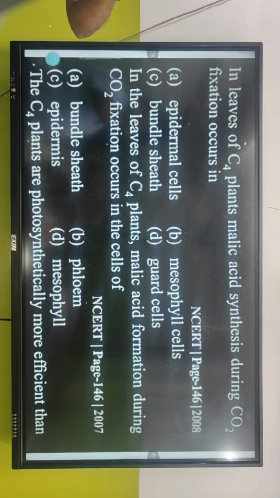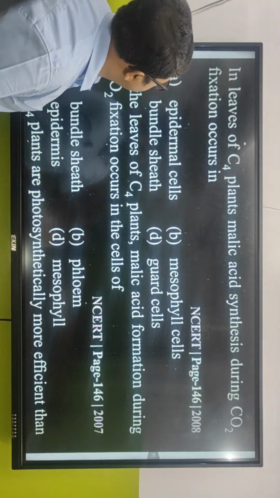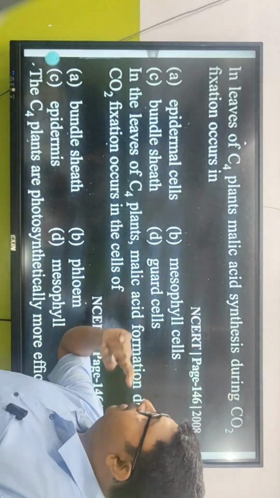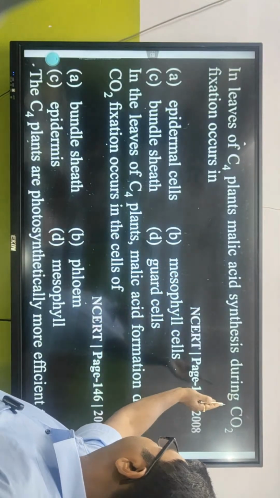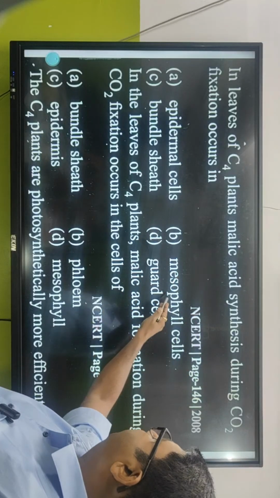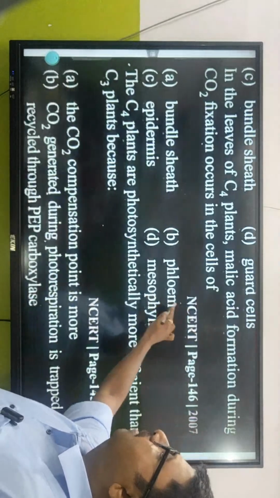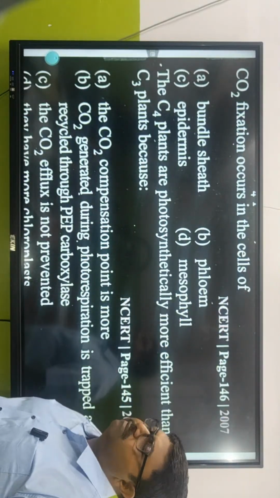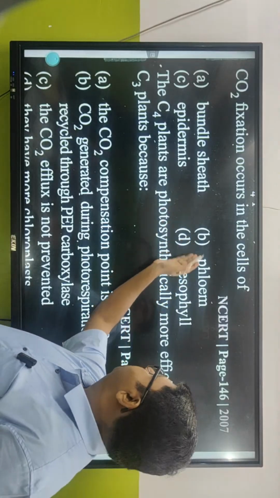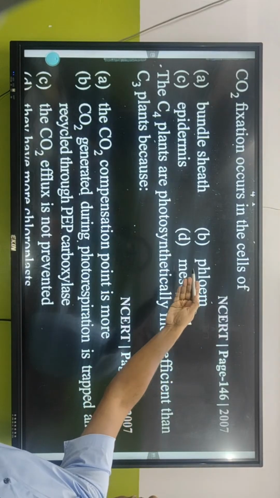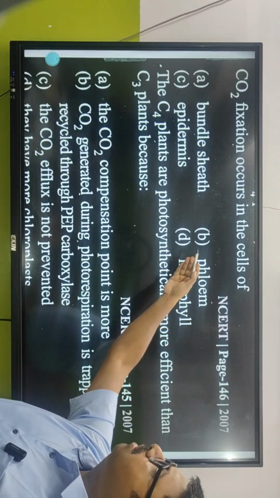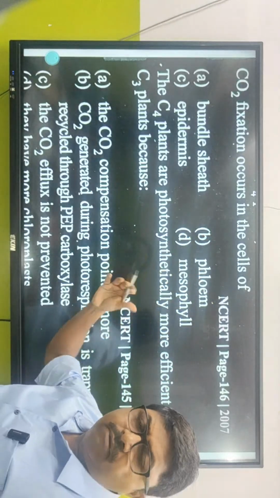In leaves of C4 plants, malic acid synthesis during carbon dioxide fixation occurs in epidermal, mesophyll cells. Carbon dioxide fixation always occurs in mesophyll. Next, carbon dioxide fixation occurs in the cells of bundle sheath, epidermis, phloem, mesophyll. Where? Fixation, carbon, mesophyll.